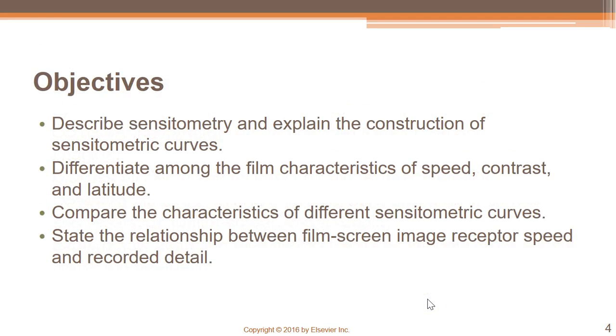Now, these right here, that was good grammar, wasn't it? These objectives describe sensitometry and sensitometric curves. All of these are actually associated with film. So I listed them because they're listed in your textbook, but you will not be responsible for any of this. And you will notice that we don't even actually look at them later on. So they're here, but you can just ignore them.